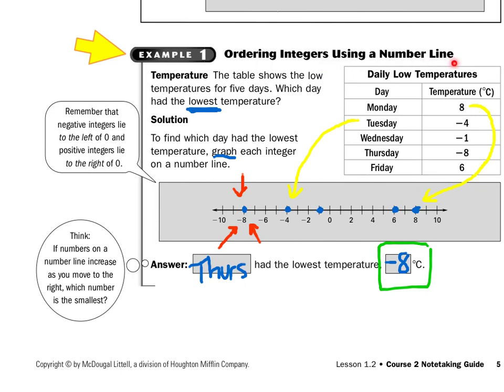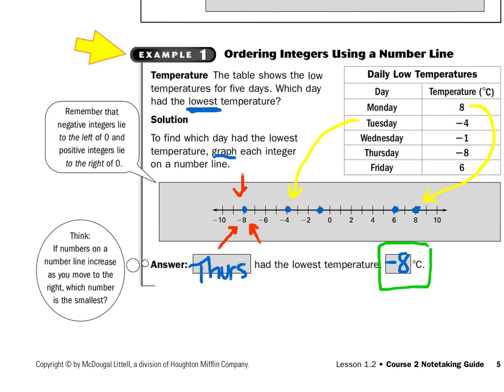Ordering integers using a number line. Okay, so this is giving us the daily low temperatures, and they said Monday was 8 degrees Celsius, Tuesday was -4 degrees, Wednesday was -1, and so on. So they want us to use a number line to determine which had the lowest temperature. So let's just graph them one at a time. So Monday was a +8.